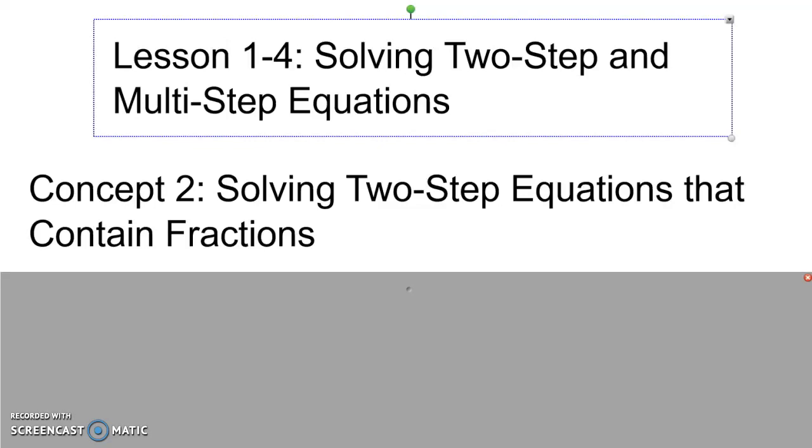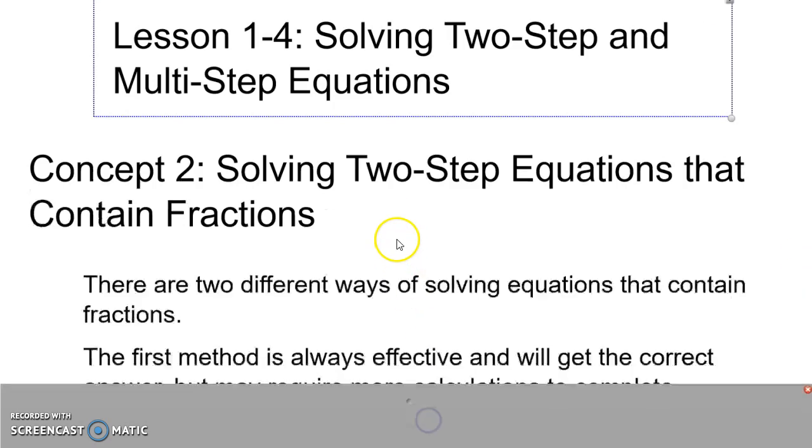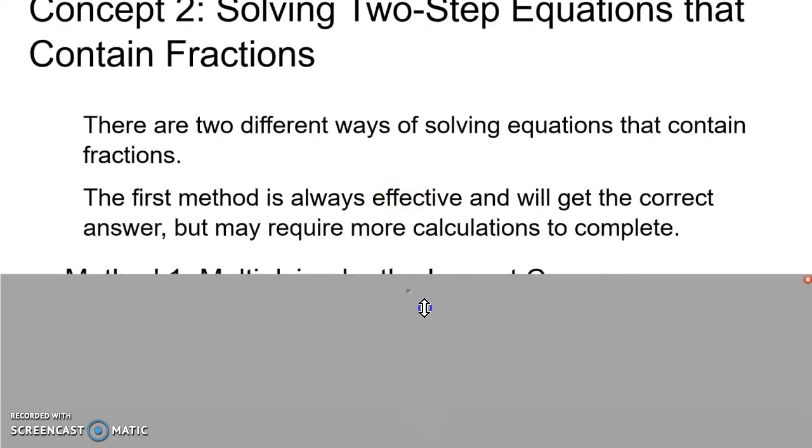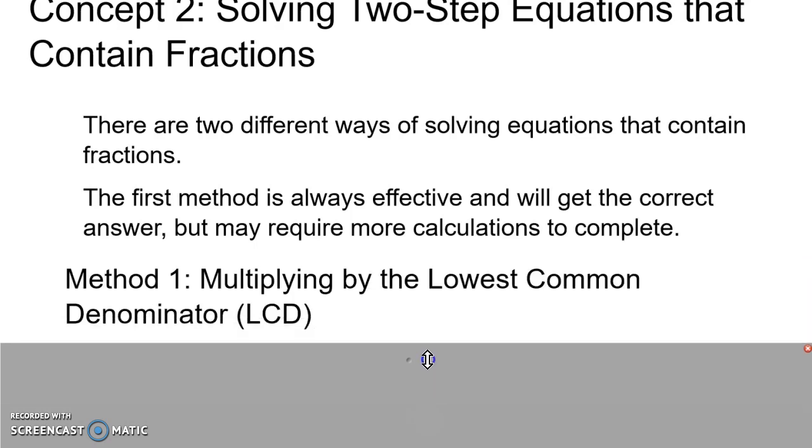Lesson 1-2, Concept 2, solving two-step equations that have fractions in them. There are actually two different methods for solving equations when they have fractions in them. The first one is to multiply by the lowest common denominator, or the least common denominator. It is always effective to use this method, and you should get the correct answer. It might require more calculations on some problems than the second method.